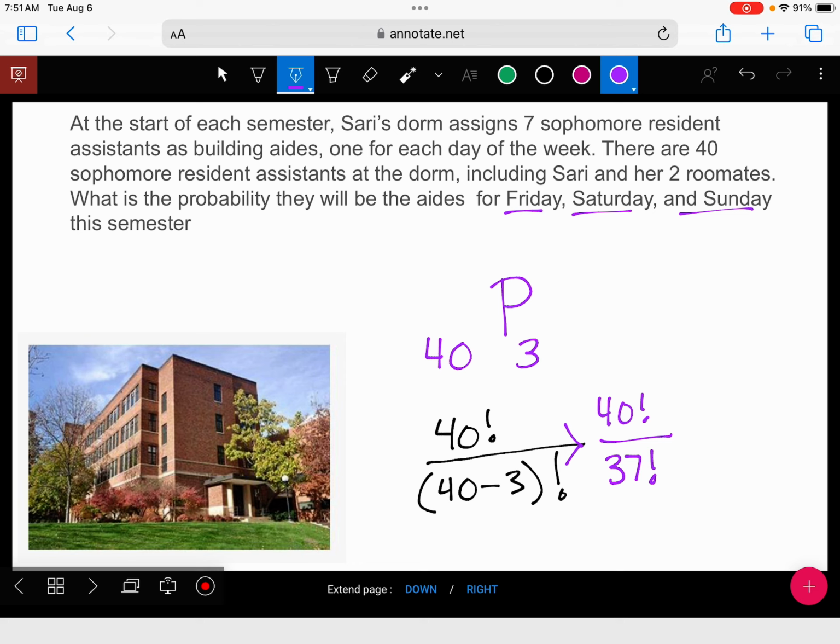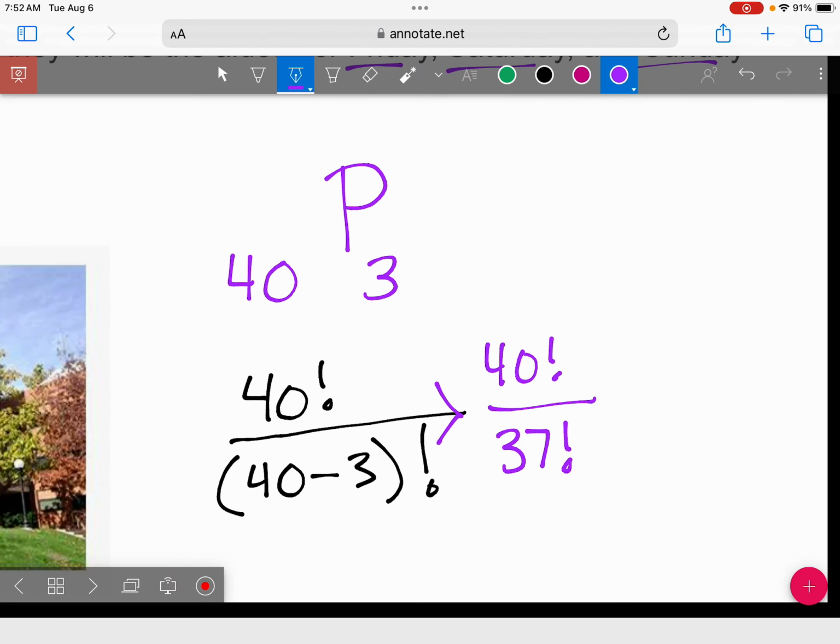Okay. Go parallel down to probability, and that's in here. Factorial. Right there. All right. So on this one, if you do both of these manually, you're going to wind up with gargantuan numbers to do 40 factorial and 37 factorial.